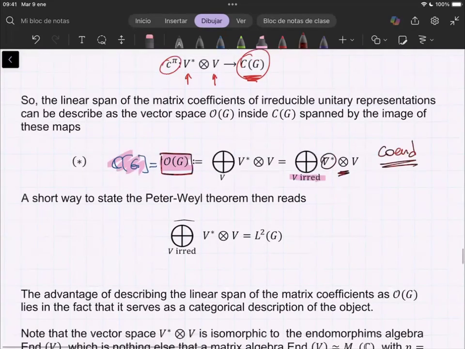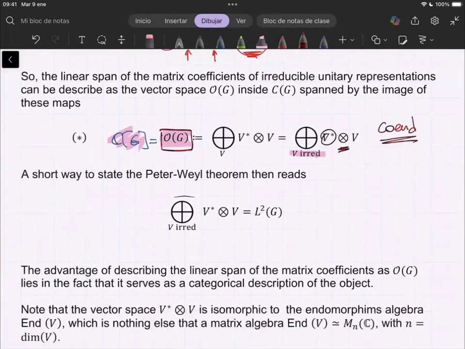And the Peter-Weyl theorem reads that if we take the L2 norm and complete this object, then we get L2. A lot of people say that we have a Peter-Weyl theorem by constructing the coend like this, but this is not actually the Peter-Weyl theorem. The Peter-Weyl theorem is what is below. It is called the Peter-Weyl theorem, but it's not actually the Peter-Weyl theorem.